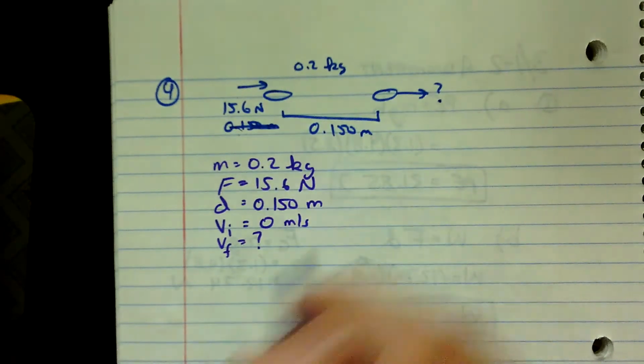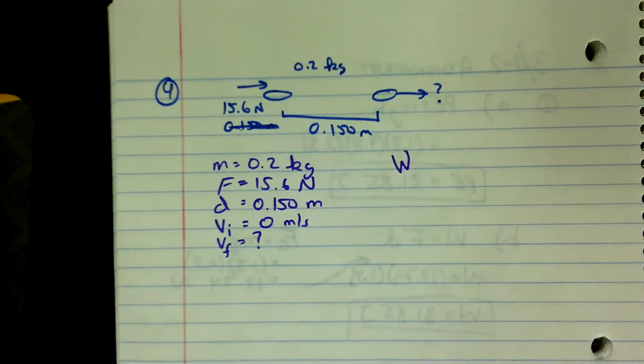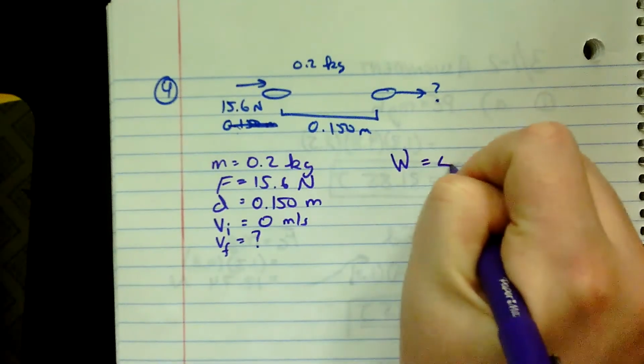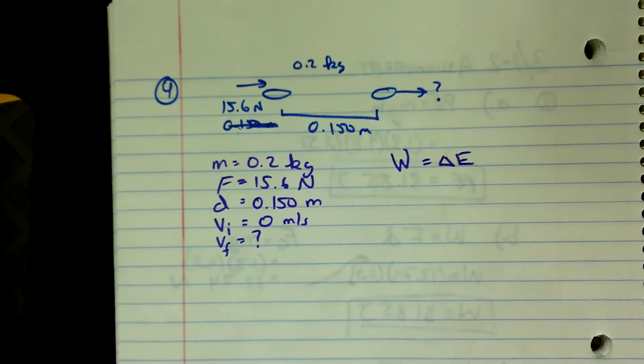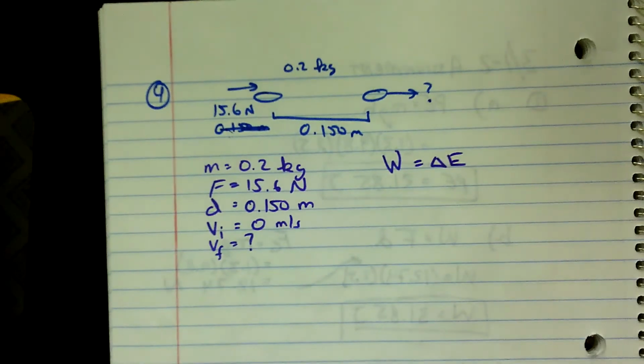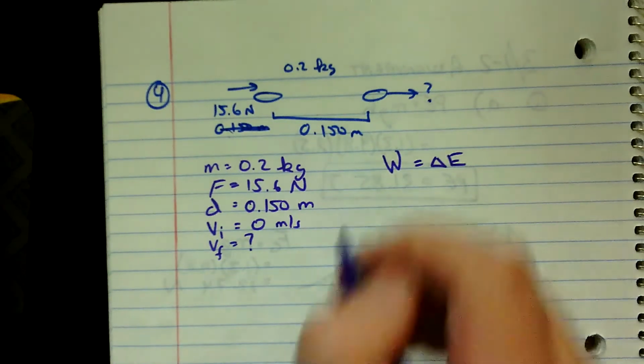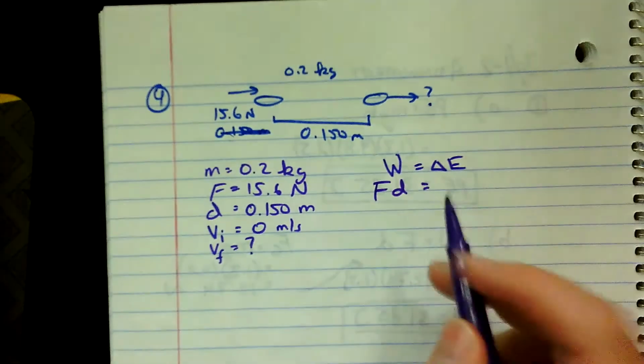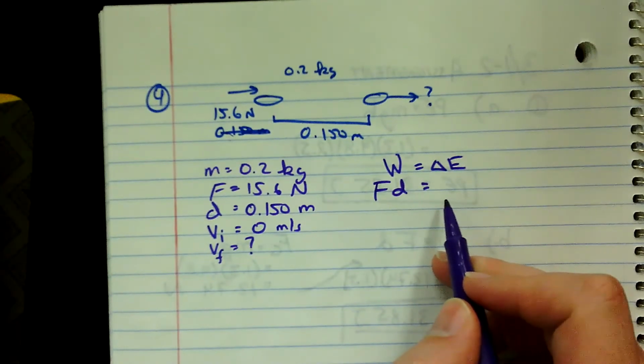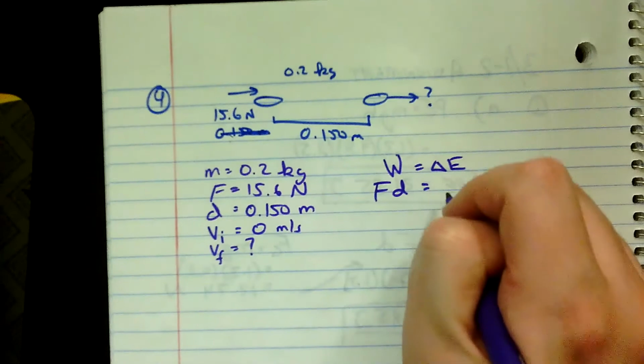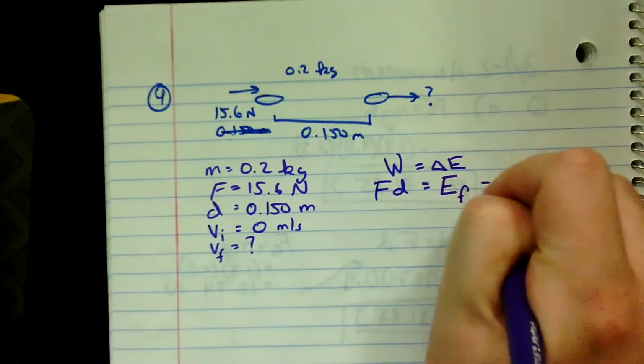Here's how I do this, right? So work, in this case, is equal to delta E. And we know that work is force times distance. I'm just going to plug that in on the left here. We got work equals force times distance on this side. And then you remember what delta means? Change in, which is which one minus which one? Final minus initial.